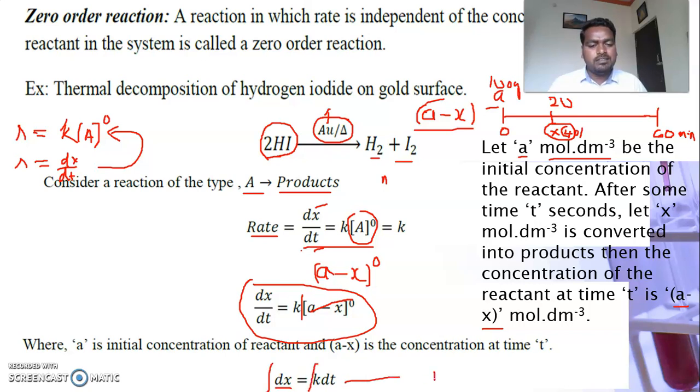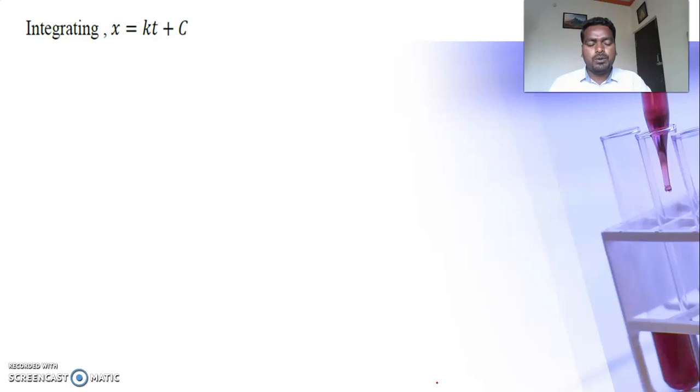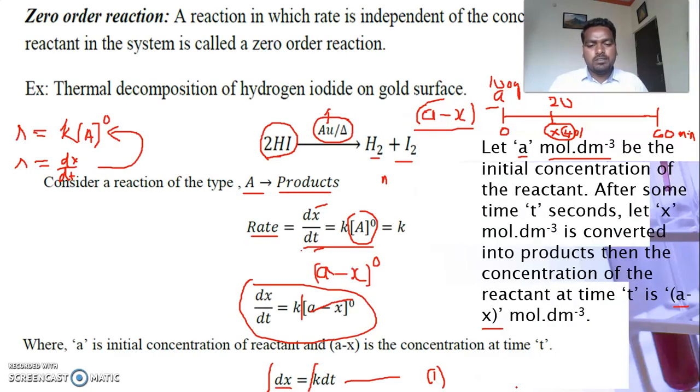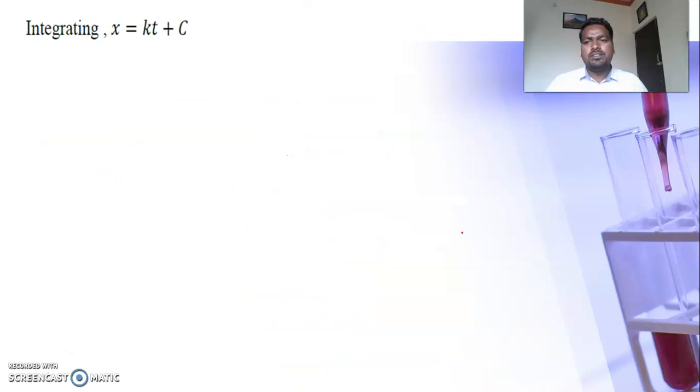Let us consider this as equation number 1. Integrate equation number 1. The integration of dx is equal to x, k is a constant so take it outside, and the integration of dt is equal to t plus c. So we get x is equal to kt plus c. This is the equation we get after integrating equation number 1. Consider this as equation number 2. Here c is an integral constant.